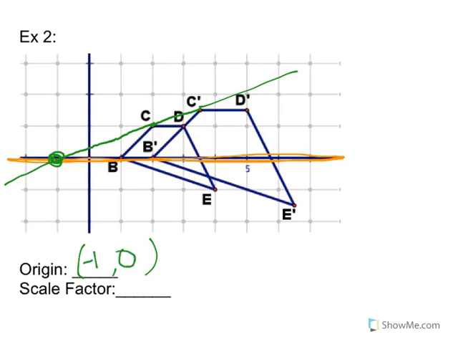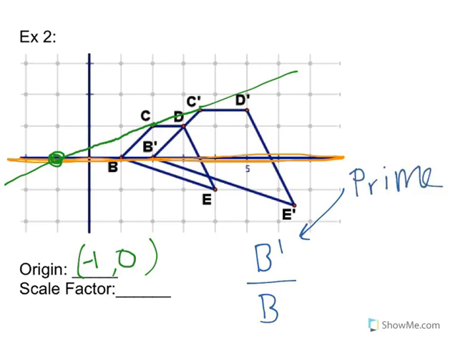Now I want to find the scale factor. I'm going to make my ratio using B prime over B. Remember, you want to make sure that you have prime on top. So we want to count the distance from B prime to the center. B prime is 1, 2, 3 away from the center. And then B is 2 away. So our scale factor is 3 over 2, or 1.5.